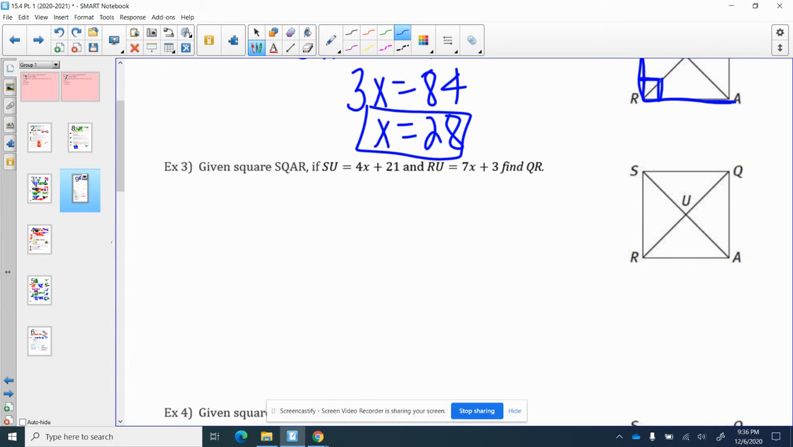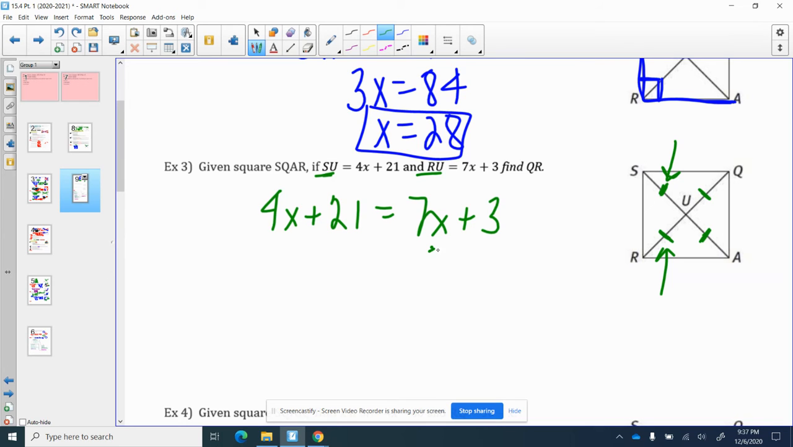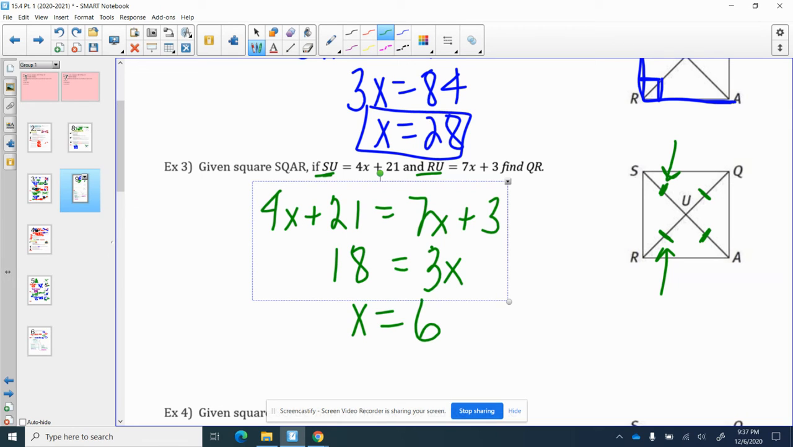Next, in example 3, we have, again, a square. This time we're talking about sides, though, or the segments here of the diagonals. They're giving us SU and RU, right, is what they're talking about. Well, just like our rectangles, we know all 4 pieces of the diagonals, the baby pieces, are all equal to each other. So if we know SU and we know RU, we know that the values are equal to each other because the diagonals are congruent. So if we subtract the 4x and then subtract 3 and divide by 3, we get x to be 6.